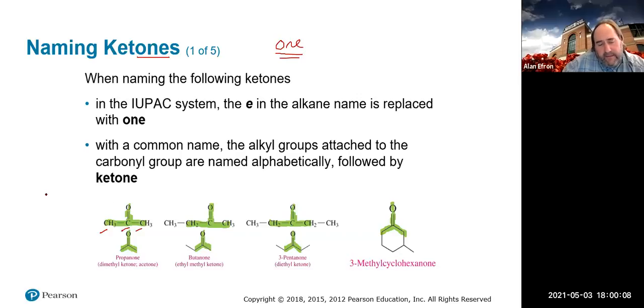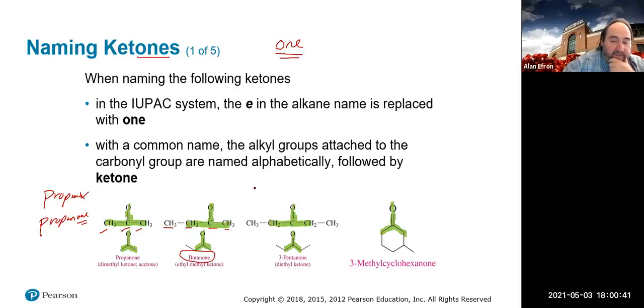3 carbons is based off of propane. Drop the E, becomes propanone, O-N-E. This is also what is known as acetone. If you've ever used acetone or seen acetone, again, nail polish remover, stuff like that. Here we have 1, 2, 3, 4 carbons. 4 carbons based off of butane. Drop the E, add O-N-E, is what is known as butanone.